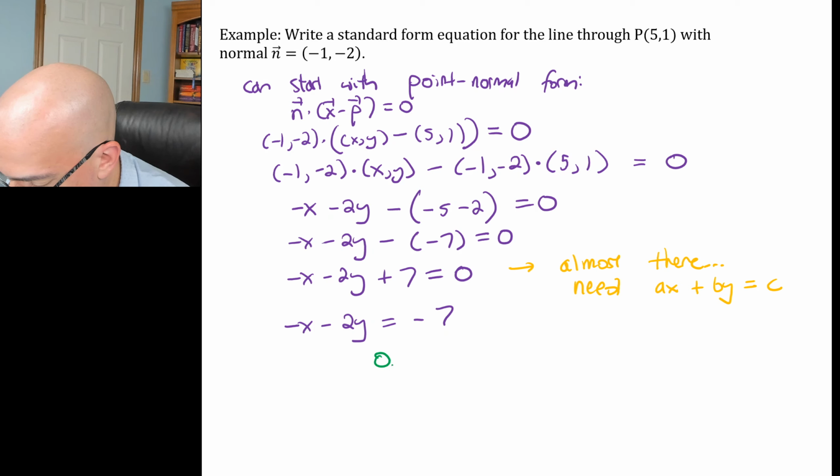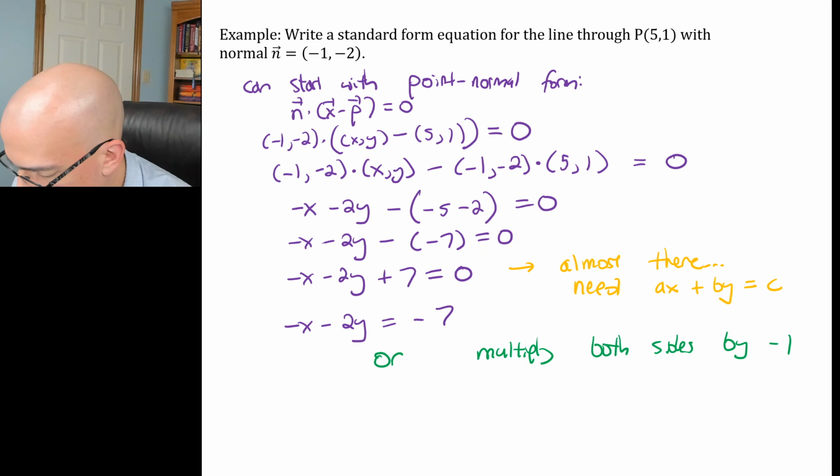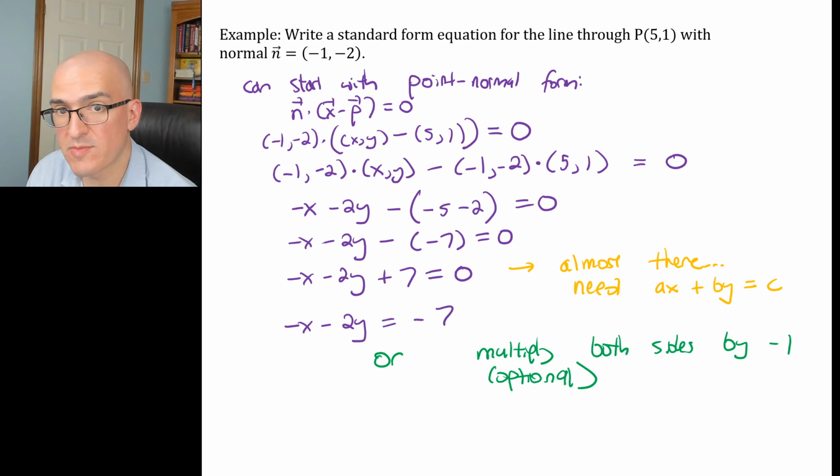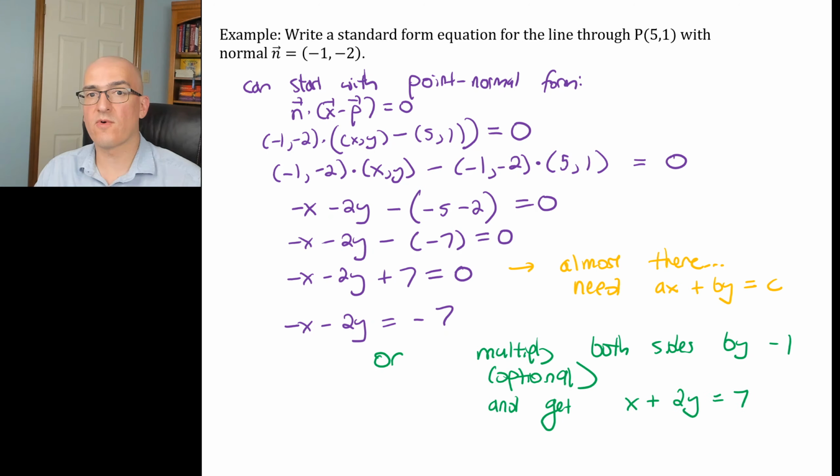Or multiply both sides by -1. This is optional. We will not make you do this. That's something you could optionally do, and get x plus 2y equals 7 as an equivalent formulation of that line.